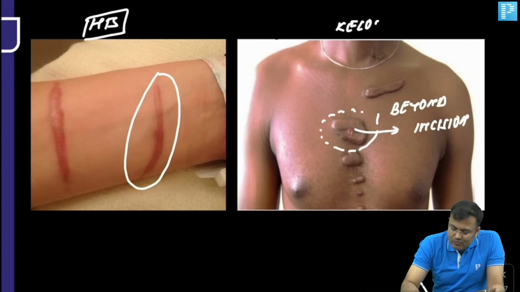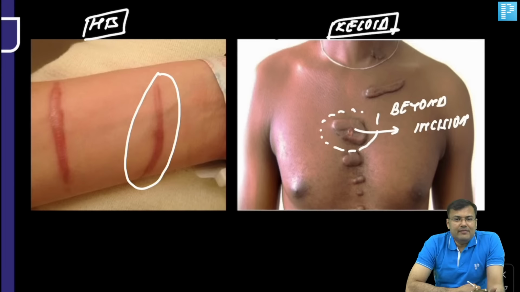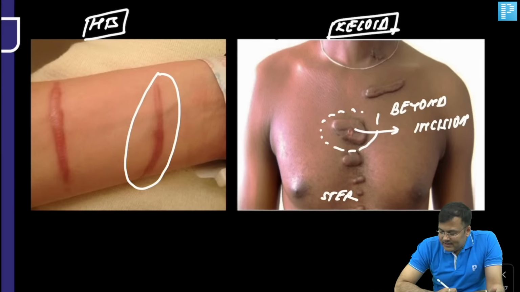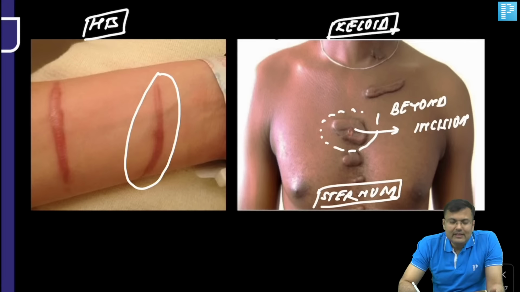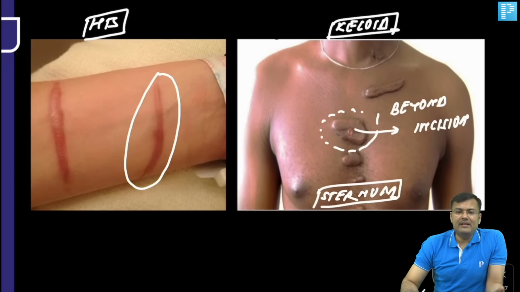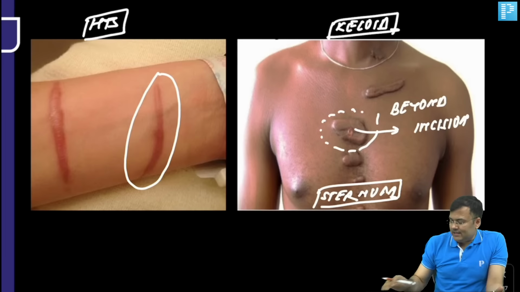आप लोग बताइए what is the most common site of keloid? See the image and tell me. The most common site of keloid, this is sternum. ज़्यादातर it is seen in darkly pigmented races. So you can see this is hypertrophic scar. This one is keloid. So hypertrophic scar and keloid.